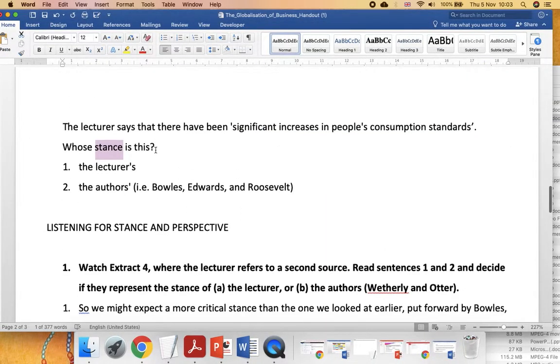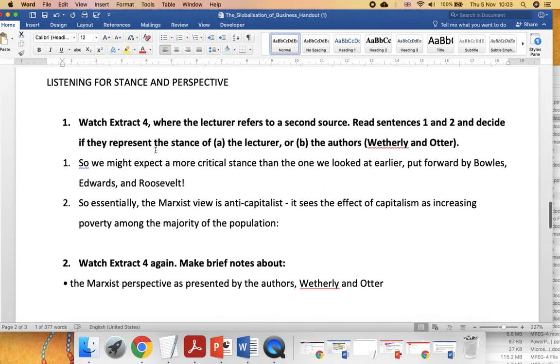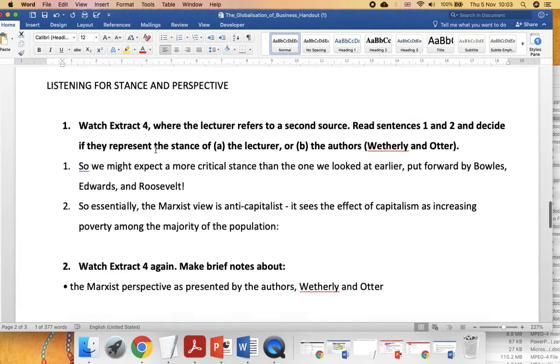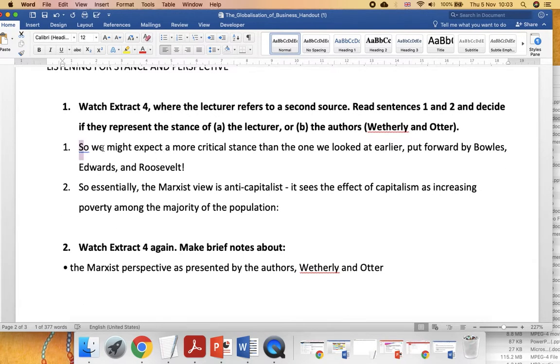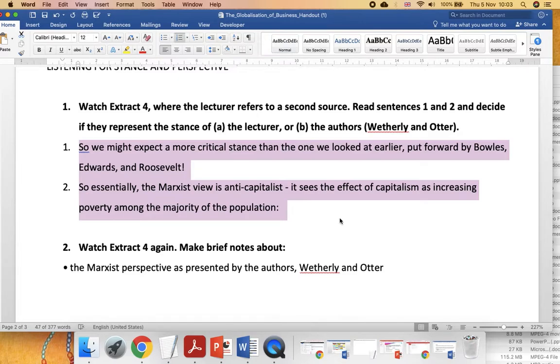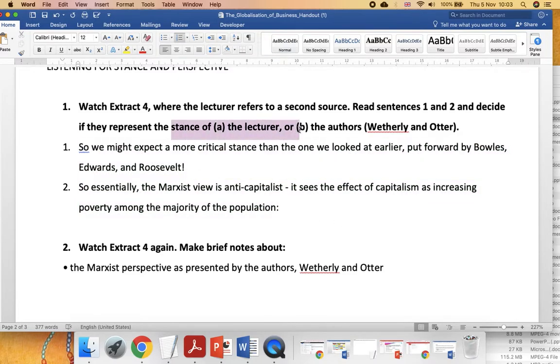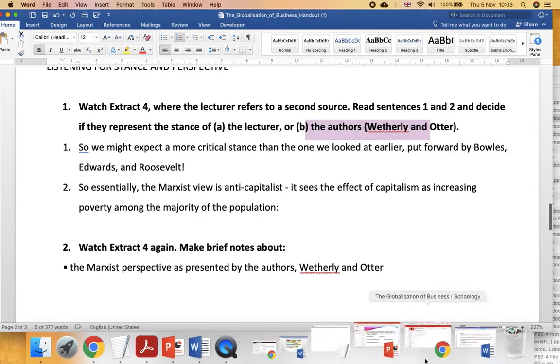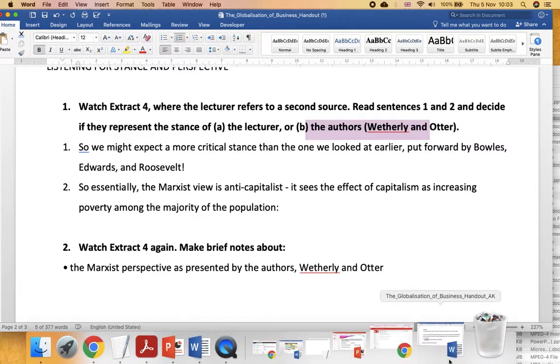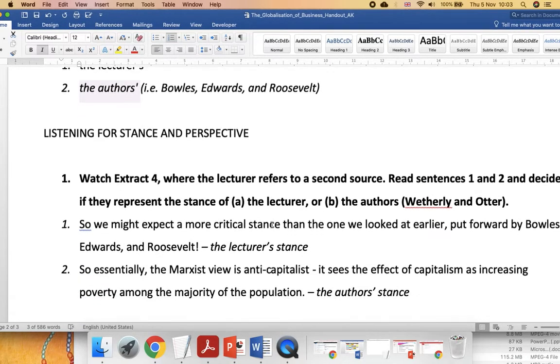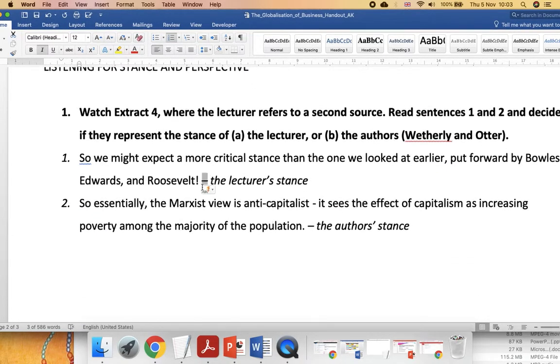So we continue working on stance and perspective. So watch extract 4. These are 2 sentences. Do they represent the stance of the lecturer or the author's? Pause the tutorial, watch, and answer the question. Welcome back. I hope you agree with me that the first one is the lecturer's stance. That's her opinion. And the last one is the author's stance. This is what authors think.